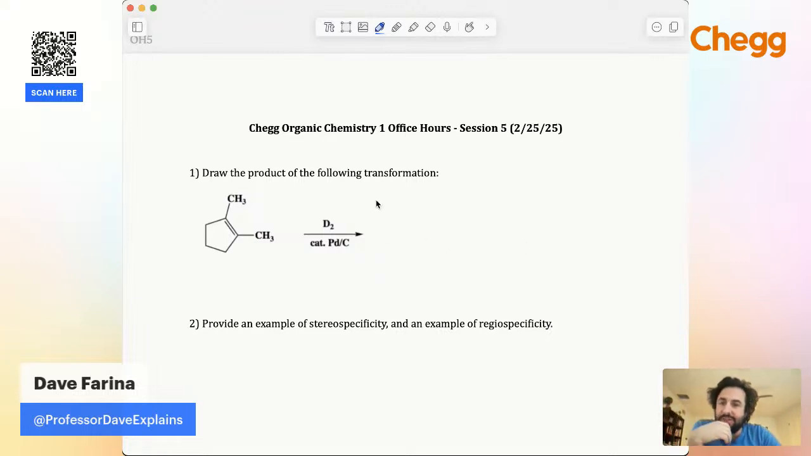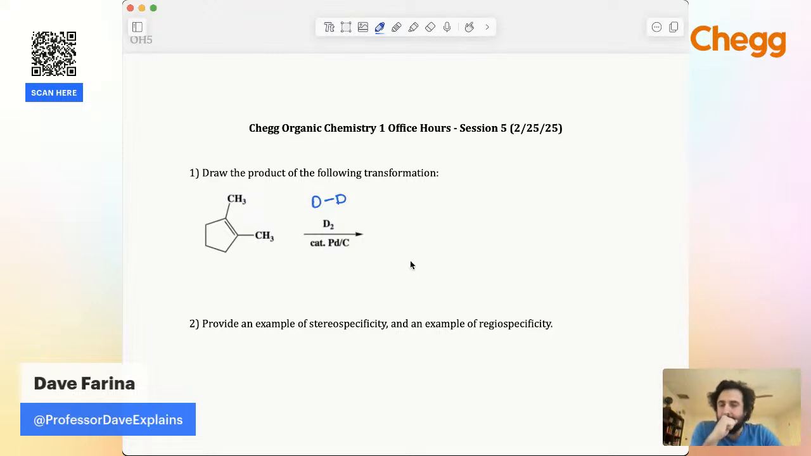This first one says draw the product of the following transformation. We have this cycloalkene with two methyl groups, and we're reacting with D2 over a catalytic palladium surface. So what is D? We know that's not on the periodic table. Well, D stands for deuterium, which is an isotope of hydrogen. It's a heavier version of hydrogen, with a neutron in there. So D2 is basically H2, but with deuterons instead of protium, which would be the more common isotope with just a proton in the nucleus.